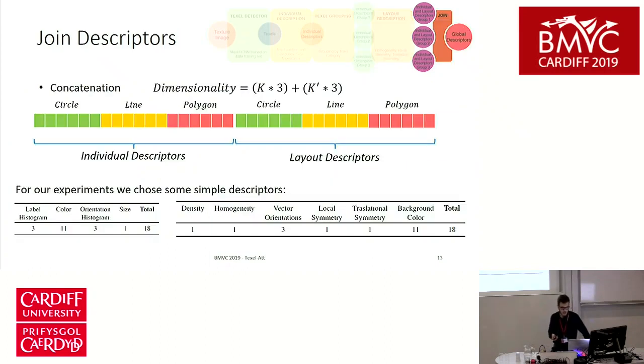In the last step, we join the 6 descriptors, the 3 individual ones and the 3 layout ones, to build a single descriptor that describes the visual appearance and the spatial layout of the texture. The attribute set that we use is not fixed. In this work, we use a set of attributes, but it can be anything depending on your task.